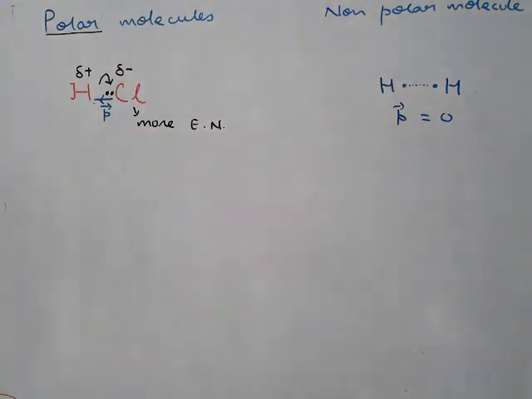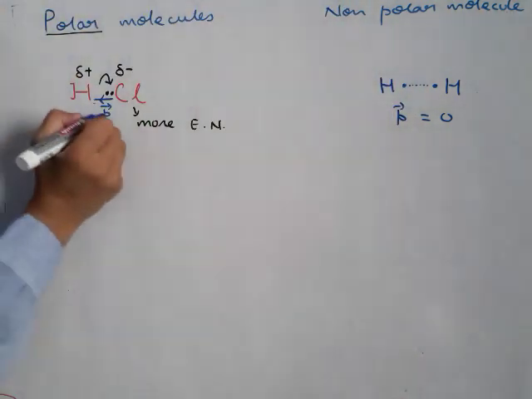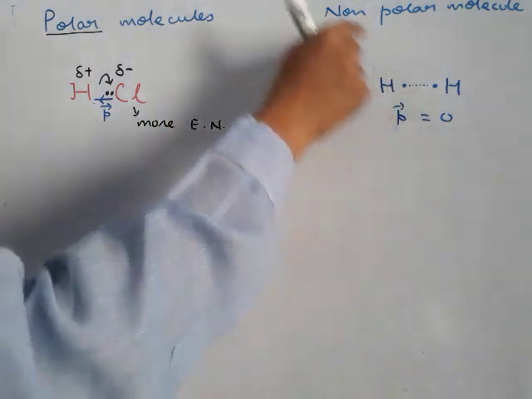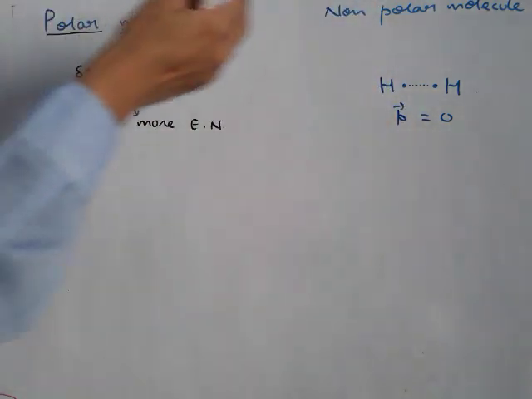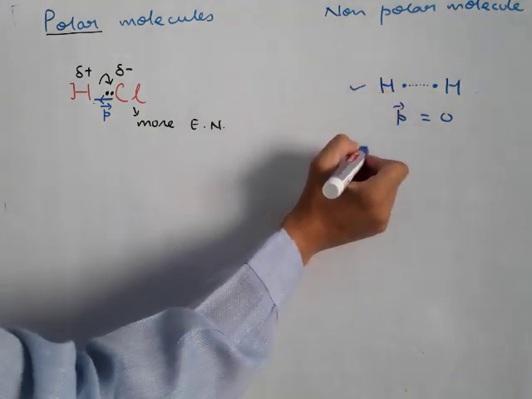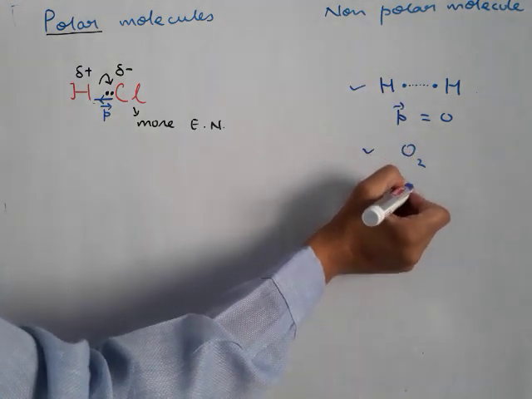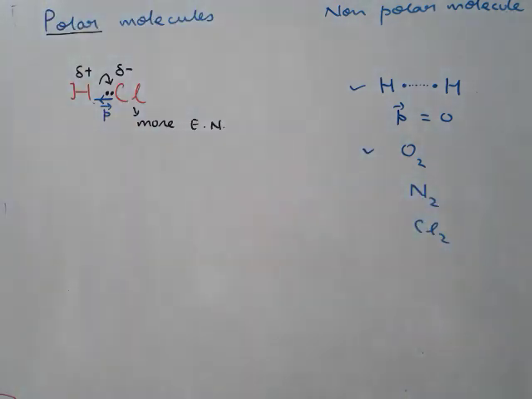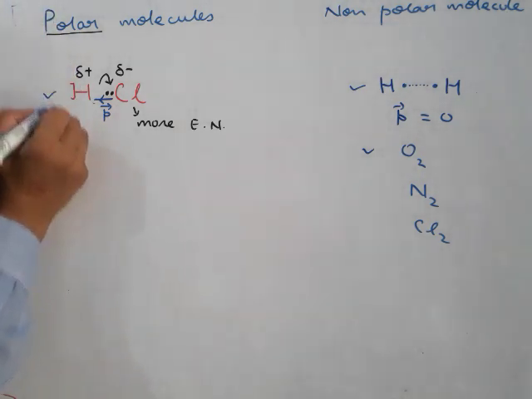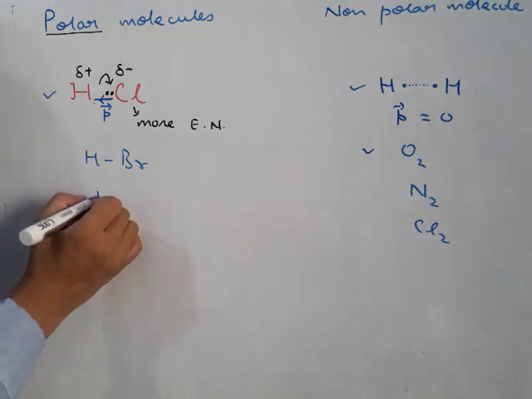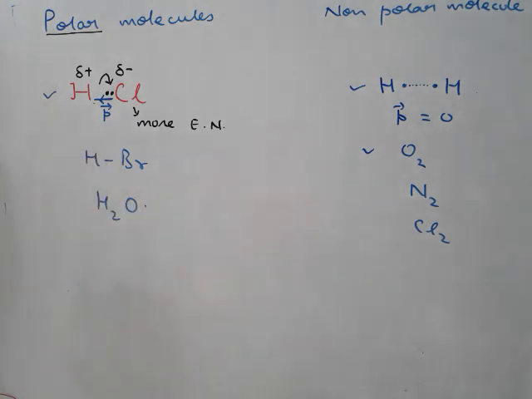No poles are developed. So remember, there is a net dipole moment in case of a polar molecule and the net dipole moment is 0 in case of a non-polar molecule. Some other examples of non-polar molecules are hydrogen, then we have O2, N2, Cl2. All these are non-polar molecules. And examples of polar molecules, one is HCl, likewise we can have HBr, HI, then we can have H2O and so on.